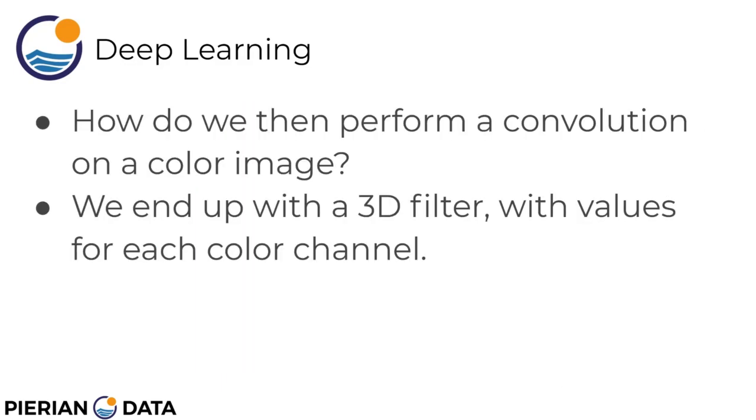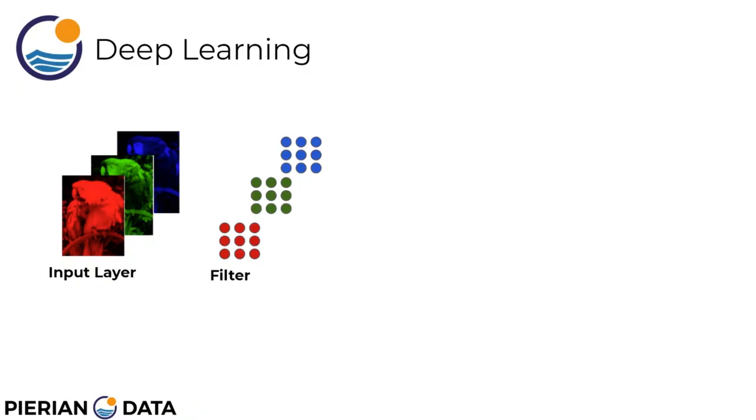Now, the question arises: we just saw how to perform a convolution on a 1-dimensional array, then on a 2-dimensional array. How do we perform a convolution on this color image, since it's a 3-dimensional tensor? What we end up with is a 3-dimensional filter with values for each color channel. This filter now has 3 dimensions. We have the actual height and width of the filter, shown as 3 by 3, but then we have an instance for each of the color channels: one for the red, one for the green, and one for the blue.